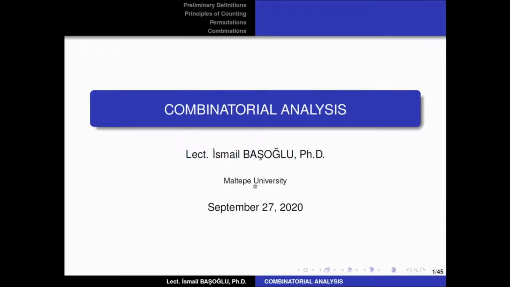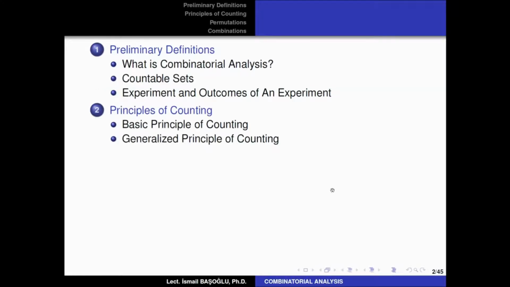The outline for this chapter is as follows. First, we are going to provide some definitions related to combinatorial analysis. We are going to mention the countability and the sets which are countable, and we are going to define two concepts which are going to be used very frequently in our class, the experiment and the outcome.